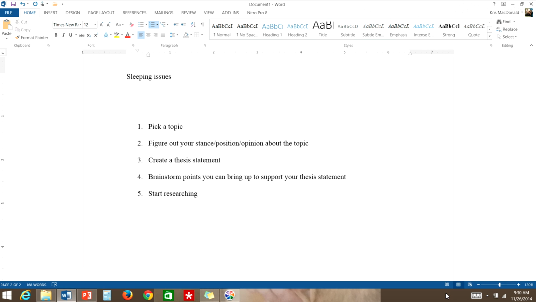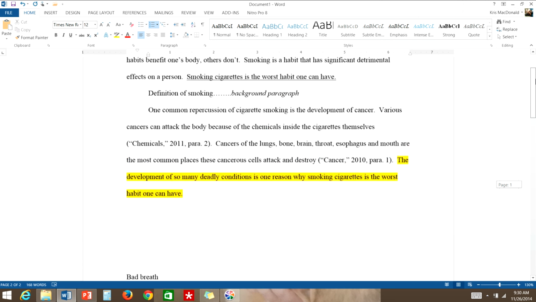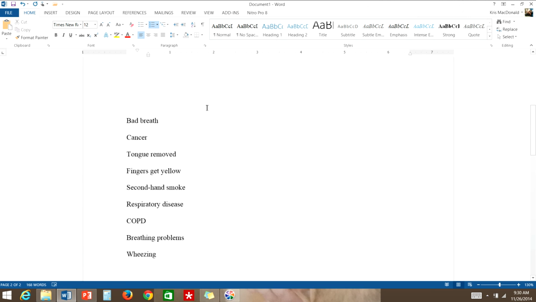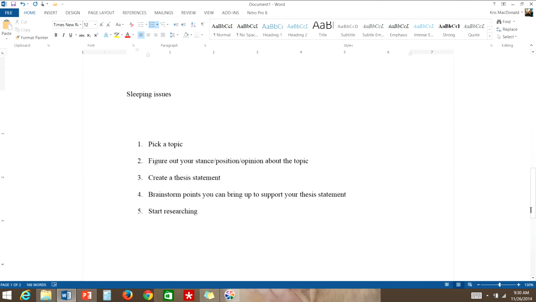So here's your game plan for starting this paper. And if you notice these 5 things, I did numbers 1 through 4 with you up here. And this is how extensive brainstorming can be. It doesn't have to be the concept mapping and the bubbles and the lines and all that kind of stuff that you saw in grade school or anything like that.